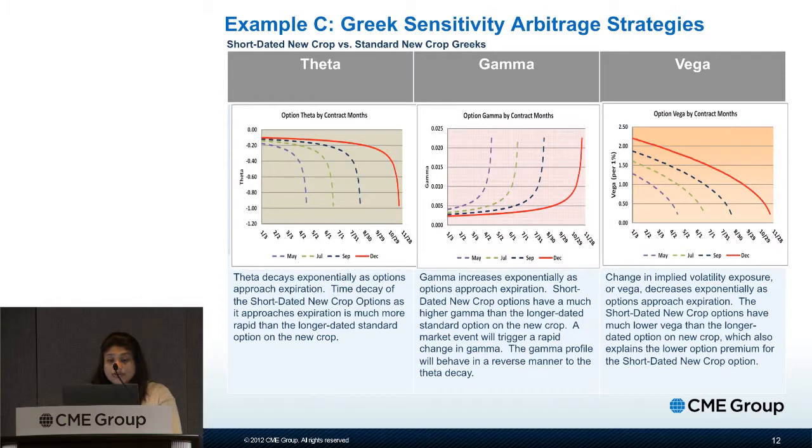Just wanted to tell you how the Greeks are different from the standard options. The Greeks for the short-dated options are different in the sense that the theta has a rapid decay compared to the standard option here. The gamma is also extremely sensitive to any market event that happens, and it's different from the standard option. The vega drops off rapidly and exponentially compared to the standard, and that is the reason why you pay a lower premium.